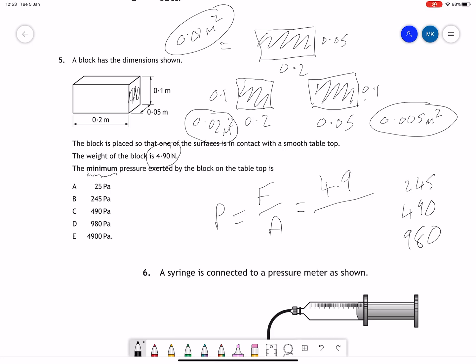So it gave you B, C and D, but it was asking you the minimum pressure. So if you were to put it on this side, you should have got the number 245, which was the lowest, which is the minimum pressure you could have got. So that's the answer, the minimum, the lowest, 245, so the answer should have been B, 1 mark.